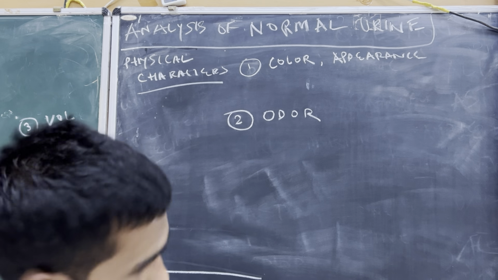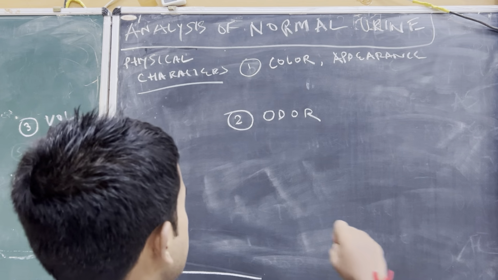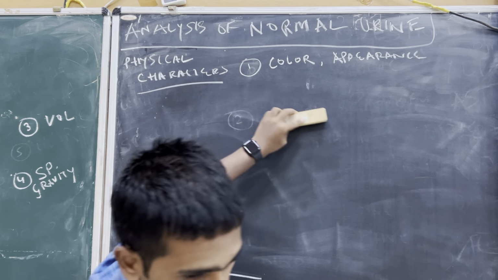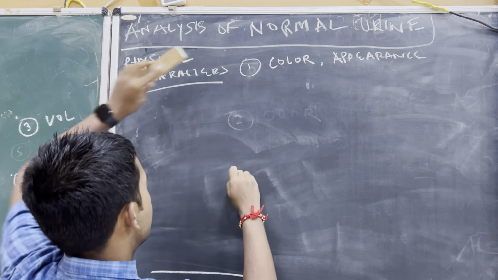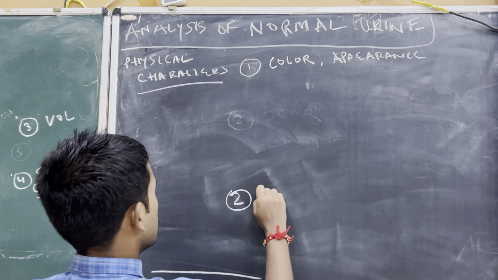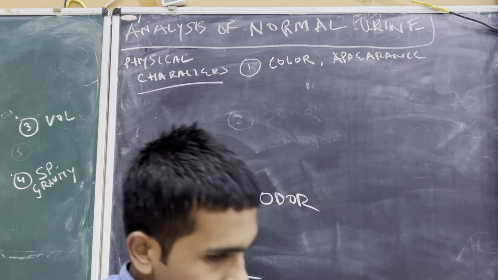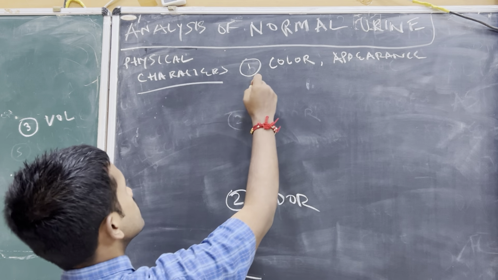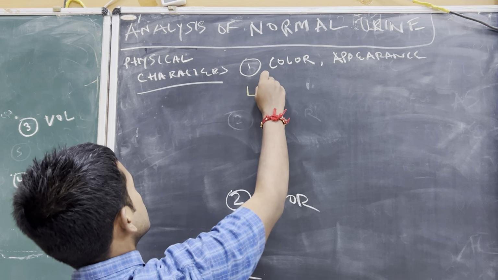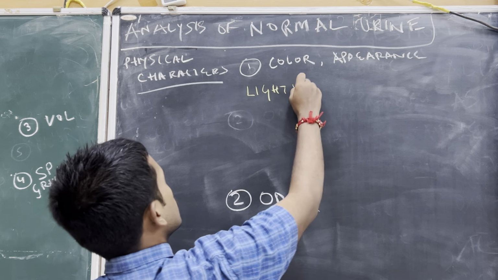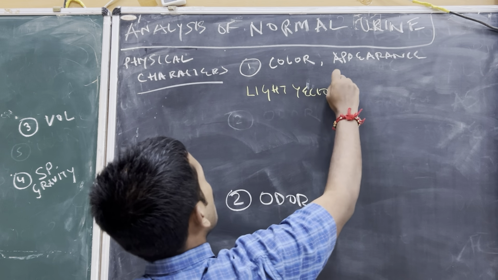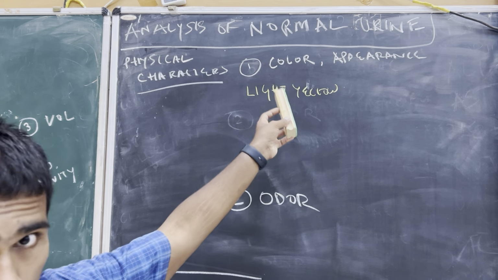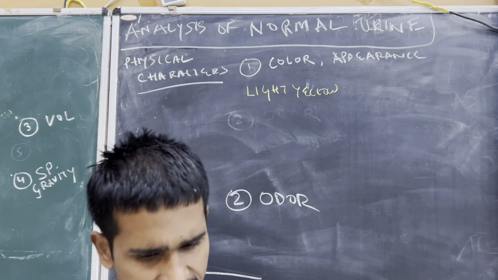What is the color usually? Light yellow. So, what is the color? The color is light yellow. This is the color of normal urine. So why is it light yellow?